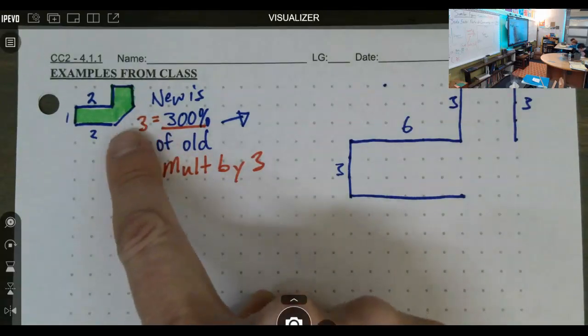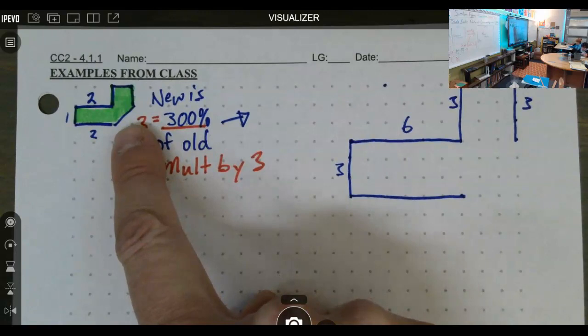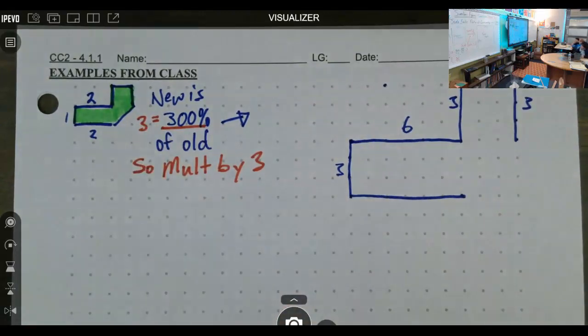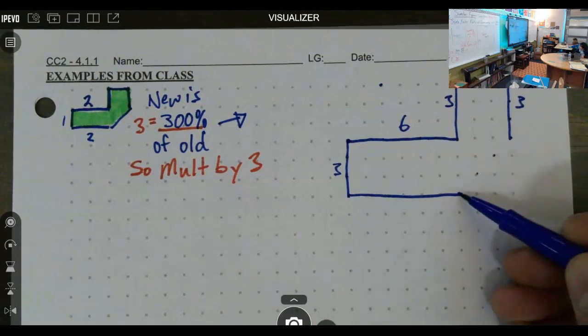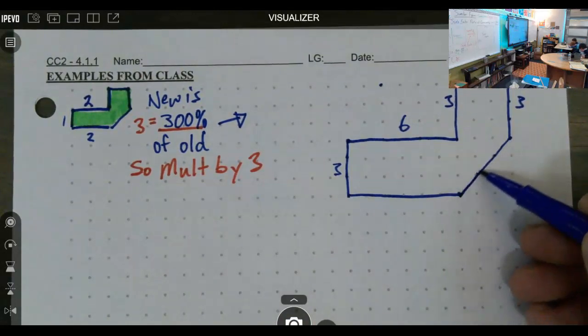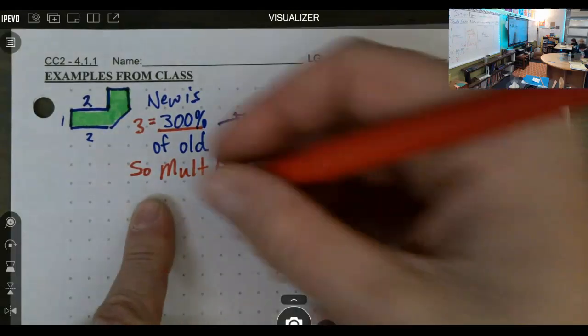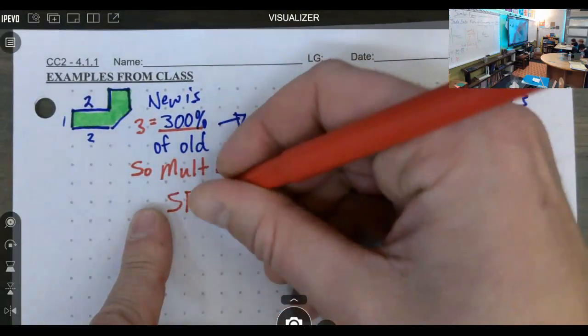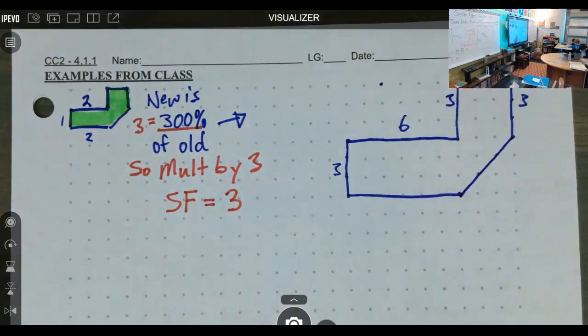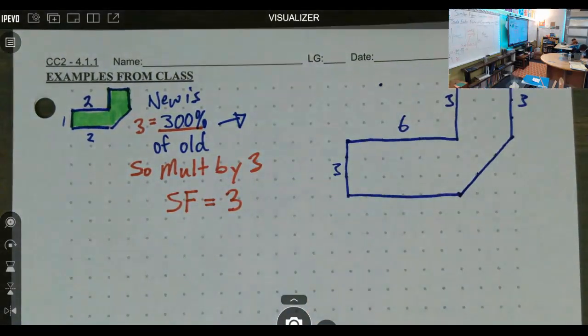Now wait, this diagonal was diagonal 1. So now what is it going to be? Diagonal 1, 2, 3. That works out. So our new shape is 3 times the old one. Our scale factor is 3. Questions on that? You went to the copier. You mashed the buttons till it went up to 300%. Got your new shape. Any questions?